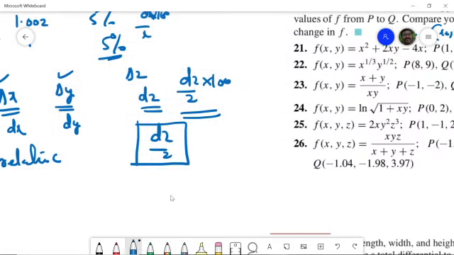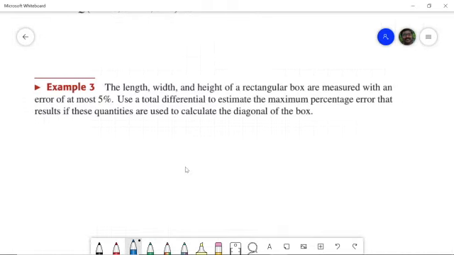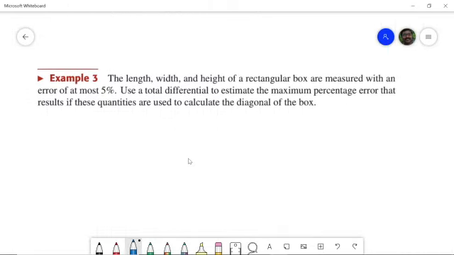Okay, so just read this question first of all. The length, width and height of a rectangular box are measured with an error of at most 5%. Use a total differential to estimate the maximum percentage error that results if these quantities are used to calculate the diagonal of the box. So here they tell you that there can be a maximum of 5% error in the length, width and height. So we need to find the corresponding maximum percentage error that comes in the computation of the diagonal of the box.